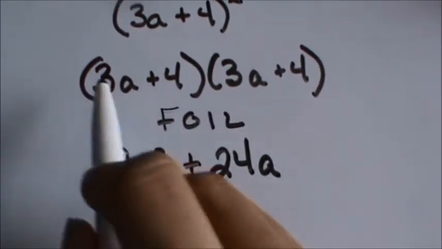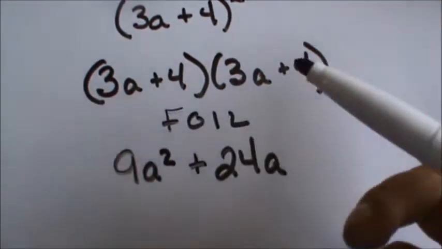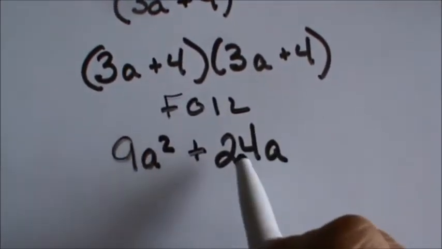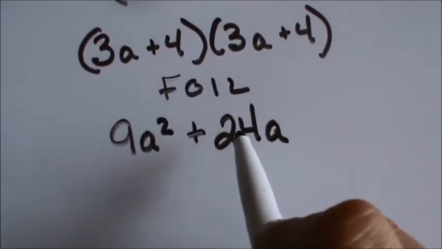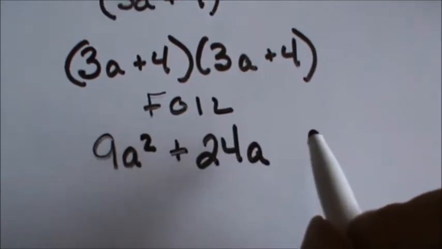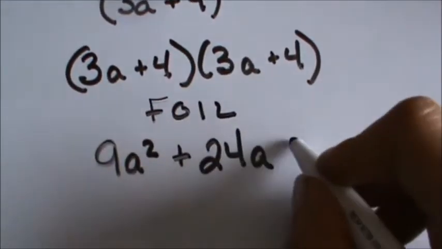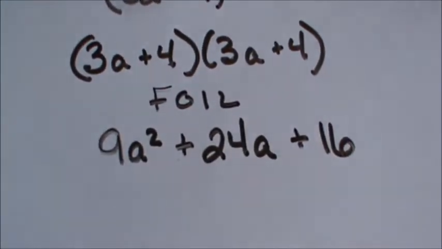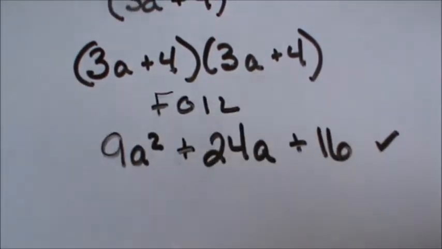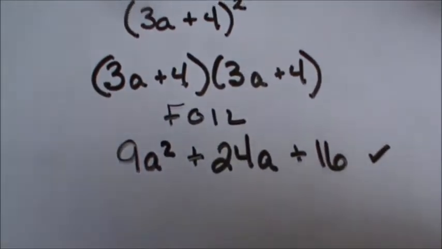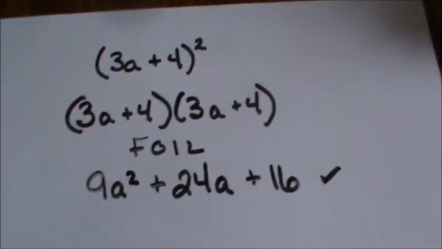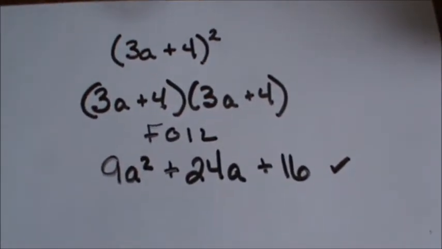I could think of it also as the same as the outer term times 2. That's going to come up later. But both the inner and the outer were the same term, so I just added them together. Last term, 4 times 4, plus 16. This is my final answer. Notice, it is not just as easy as 9a squared plus 16.